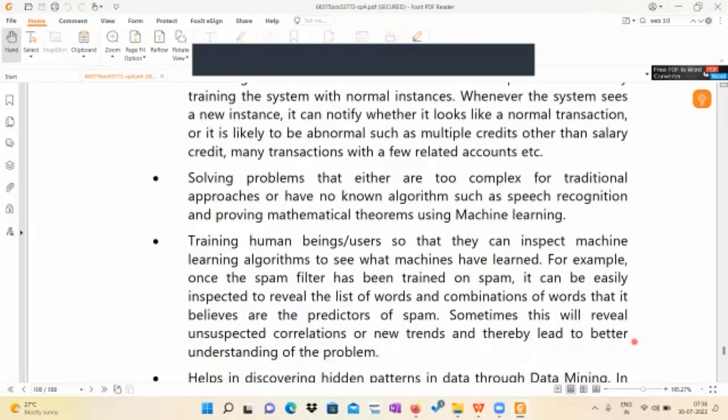For example, we know that for the purpose of the spam filter, certain keywords are given to the spam software so that those mails automatically move to the spam folder. However, with the previous data that we have obtained regarding the spamming.